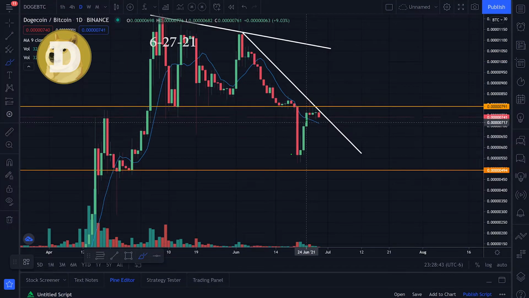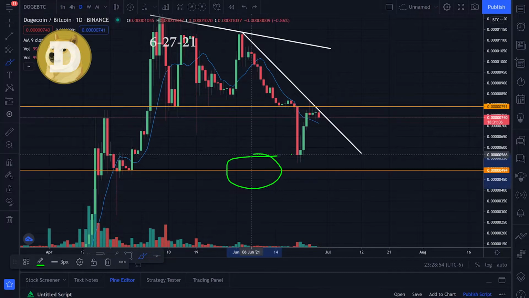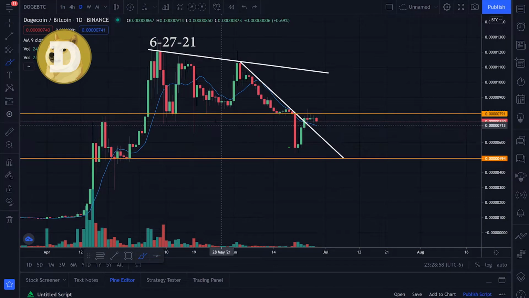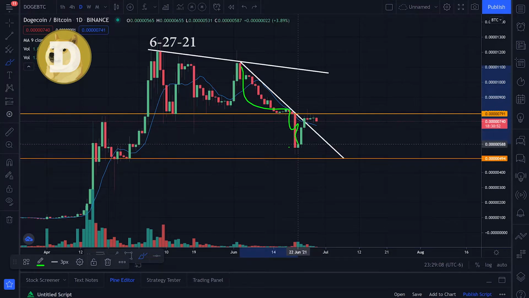The one thing that I do like though is we did break above that daily moving average right here, and we are still above that daily moving average. I drew this orange line right here because we had previous support right here, and look what happened. We were trending down and we actually caught some support right in this area right here.